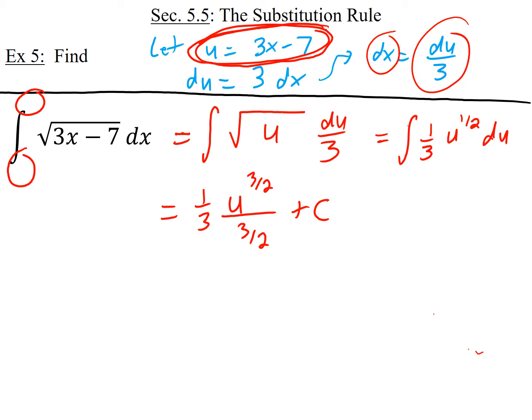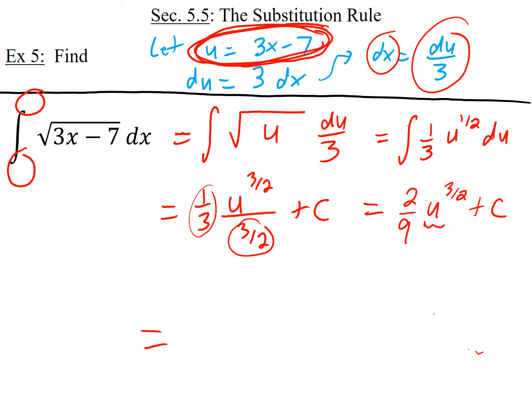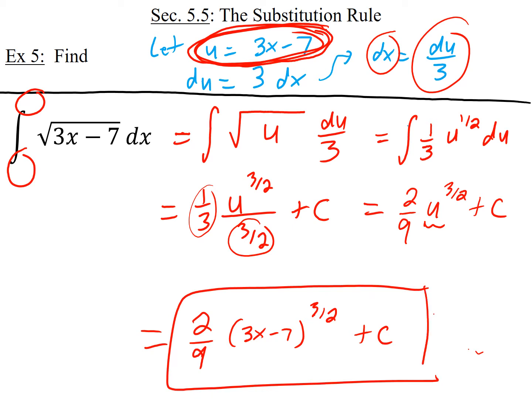All right, a little bit of cleanup here. If you were to flip this, you get 2/3 and multiply it by that, you're going to get 2/9. So 2/9 u to the 3/2 plus c. And then the last step, change the u here to 3x minus 7, and you get 2 over 9, 3x minus 7 to the 3 halves plus c. And that is the answer to that one.